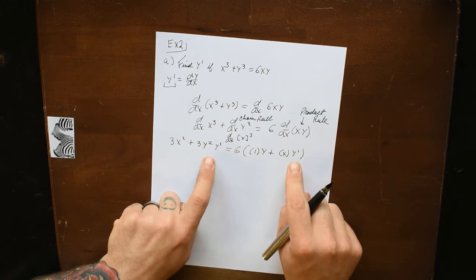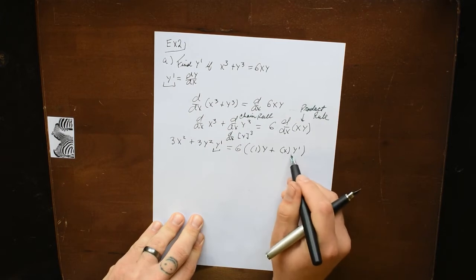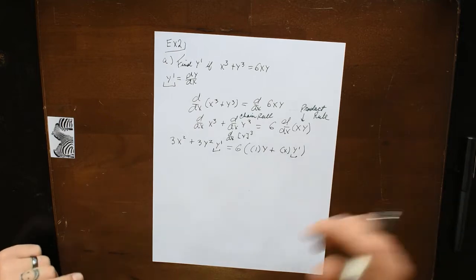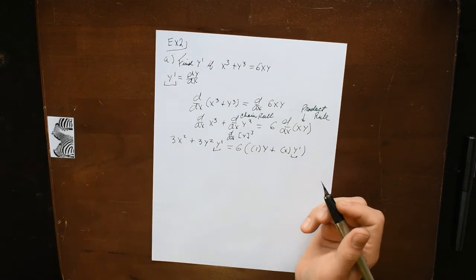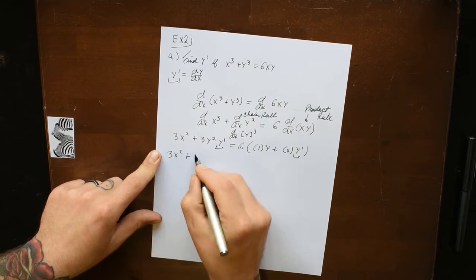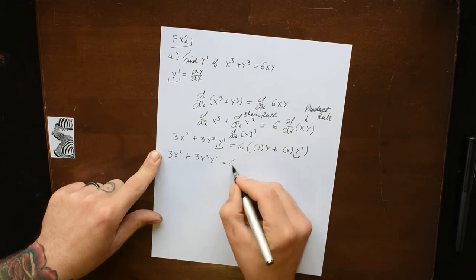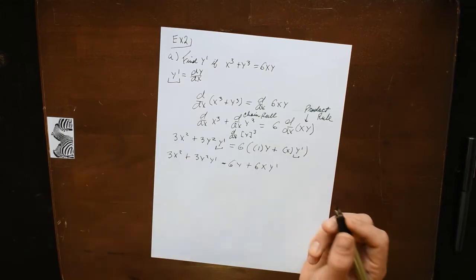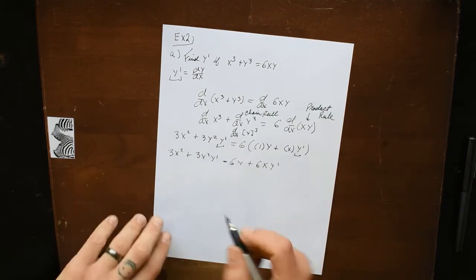The next thing you want to do is solve for y prime. It's tricky. We've got one over here, and we've got one over here. At some point, we're going to have to do some factoring and use some division. So, I'm just going to simplify. 3x squared plus 3y squared y prime is equal to 6y plus 6xy prime. I want to solve for y prime. I'm going to get them both on the same side of the equation, move everything else over.